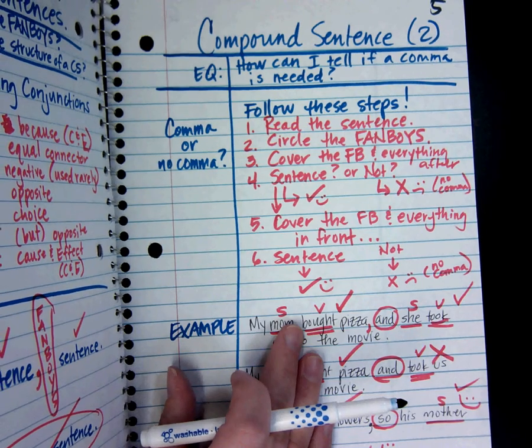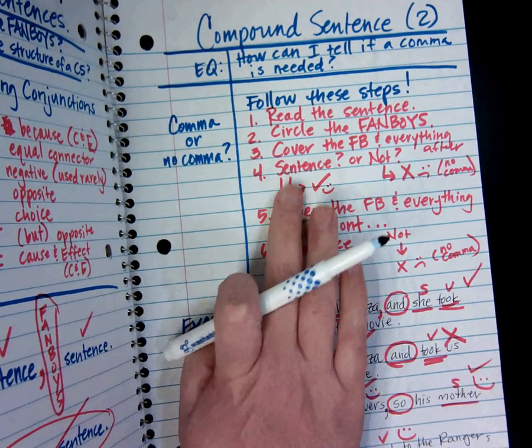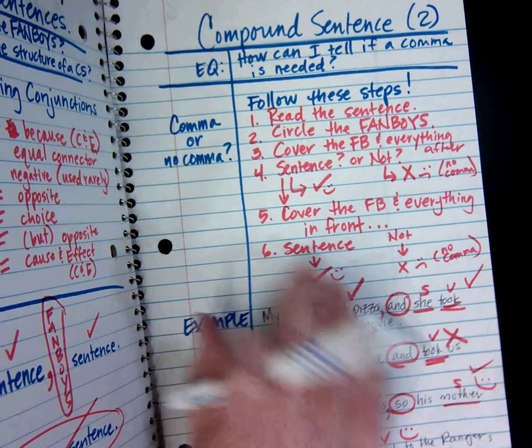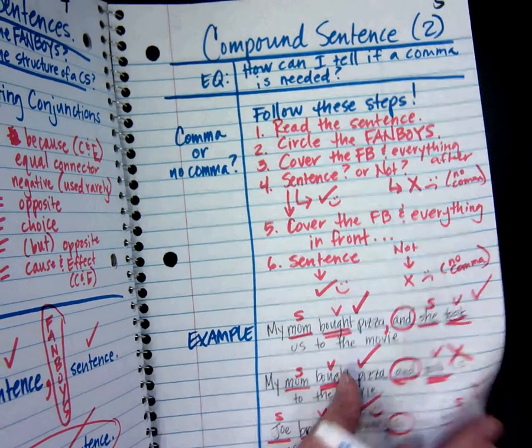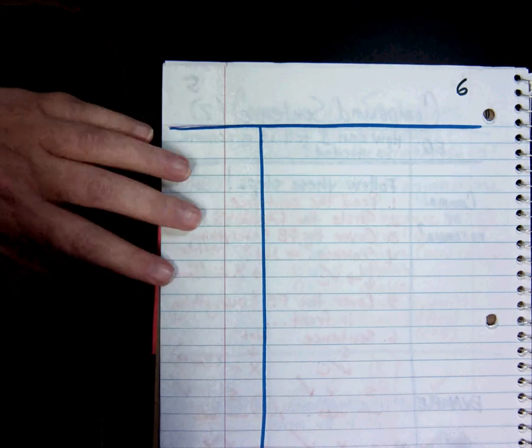You can read the sentence, circle the fanboy, cover the fanboy, and make sure everything works. These steps are really important. You might want to slow this down and write those down if you don't know them. You're telling how you're checking a compound sentence. But let's talk very quickly about creating a compound sentence.